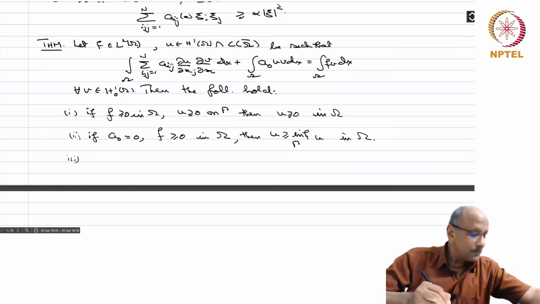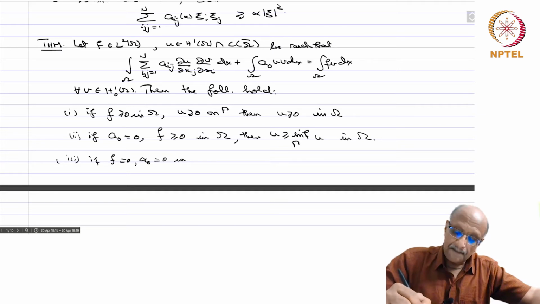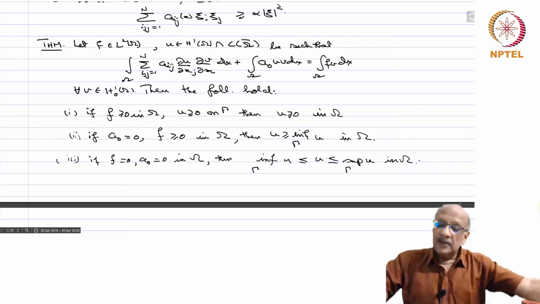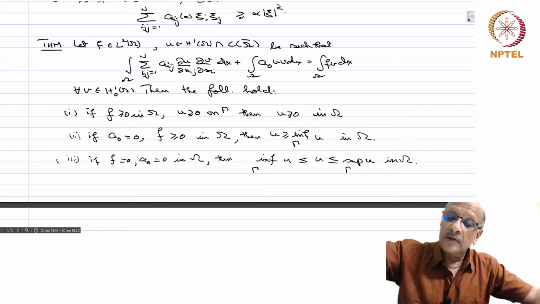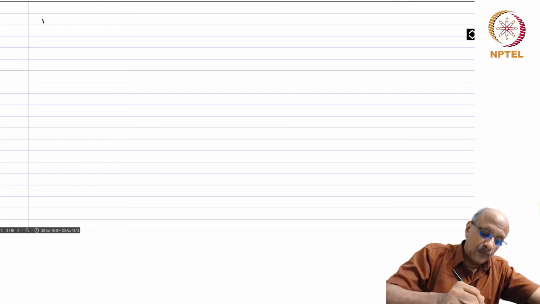Three, if f equals 0 and a_0 equals 0 in omega, then the infimum of u on gamma is less than or equal to u, which is less than or equal to the supremum over gamma of u in omega. That means both the minimum and maximum of u, because it is a C of omega bar function, so it will attain a minimum and maximum, and that will be attained on the boundary. That is what we are saying. So the boundary holds the clue. Okay, so proof.